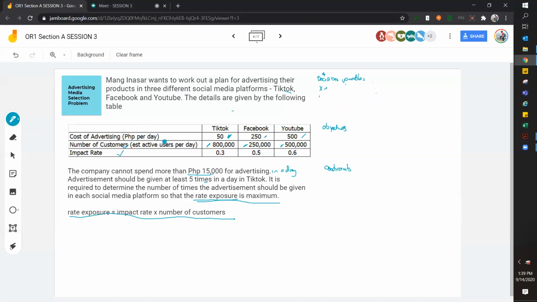Okay, so tama po yun. So yung tatlong yun yung ating hinahanap. How many times sa kada isang platform which are TikTok, Facebook, and YouTube. So clarify lang natin. So again, number of times ad has to run. Yan has to run in TikTok. Tama po?